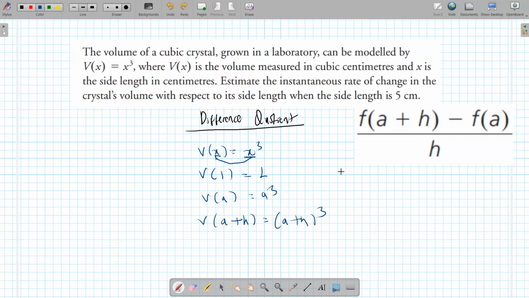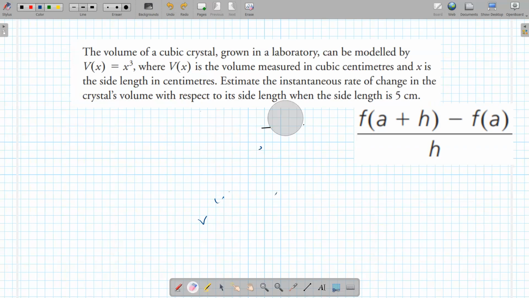So f of a plus h will be a plus h cubed in this case, minus f of a, the main function here, so that's just a cubed, all over h. I'm just using this formula.